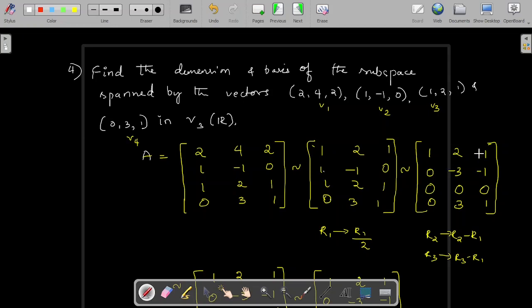So first row as it is, last row as it is. These two rows will change. 1 minus 1, 0, minus 1 minus 2 minus 3, 0 minus 1 minus 1 minus 1, 0, 2 minus 2, 0, 1 minus 1, 0.